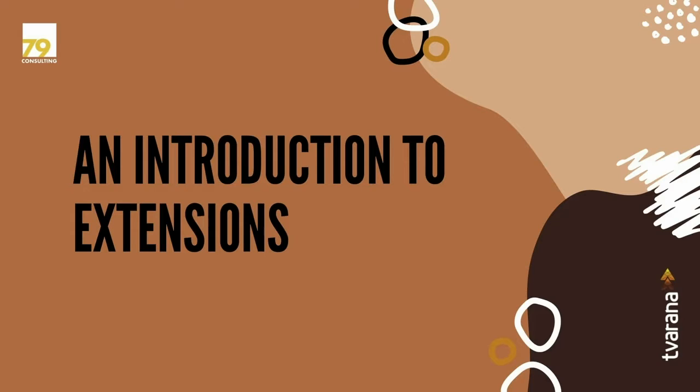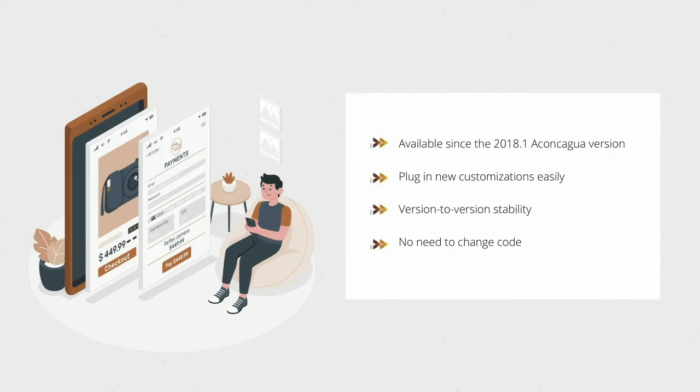Sure, Tina. Hi, everyone. The extension framework and the extensibility API have been available since the 2018.1 Aconcagua version of the Suite Commerce platform. This change in architecture makes it easier for developers to plug in new customizations and ensure version-to-version stability, and to enable business users to make changes to their website without changing a line of code.